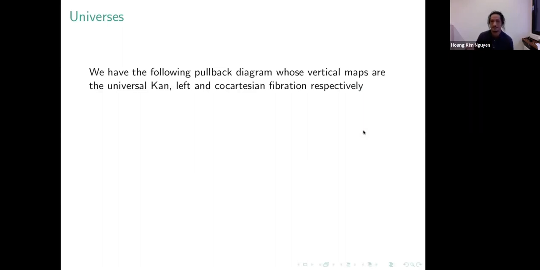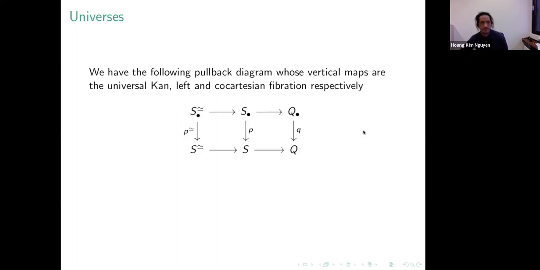So here's an overview picture. We have the following Kolbeck diagram. The universe comes with the universal co-Cartesian fibration classifying small co-Cartesian fibrations. And this is the universal left fibration and the universal Kan fibration. The universal Kan fibration is in particular a left fibration.